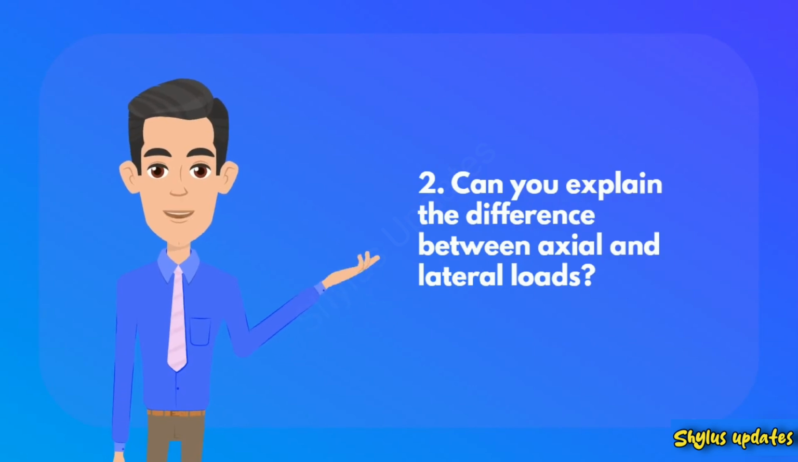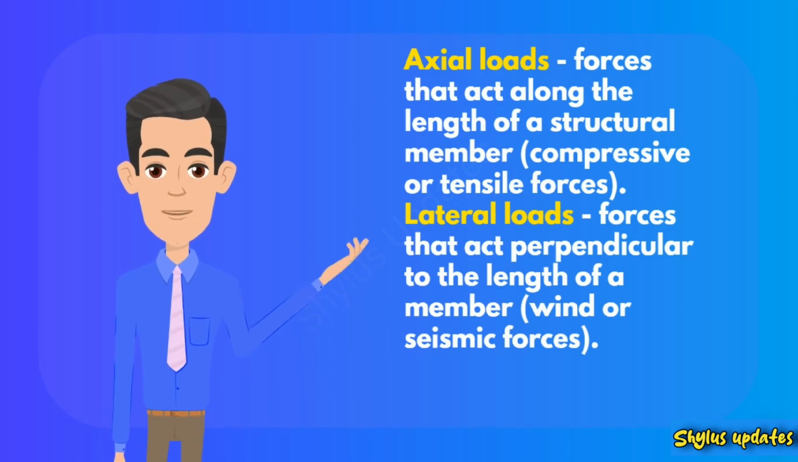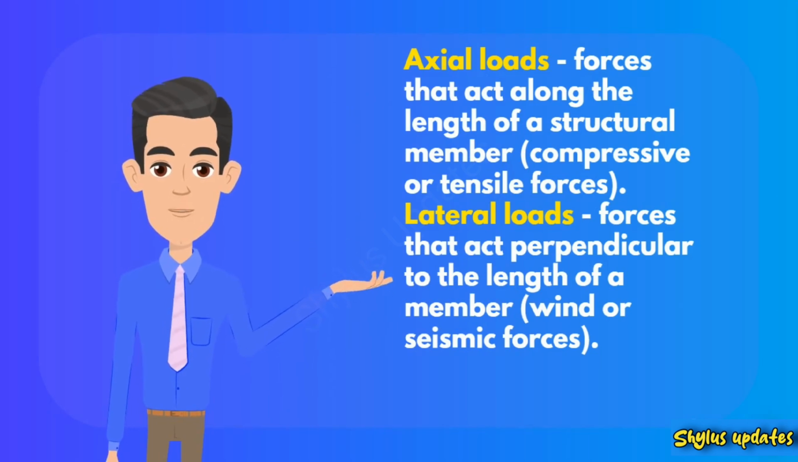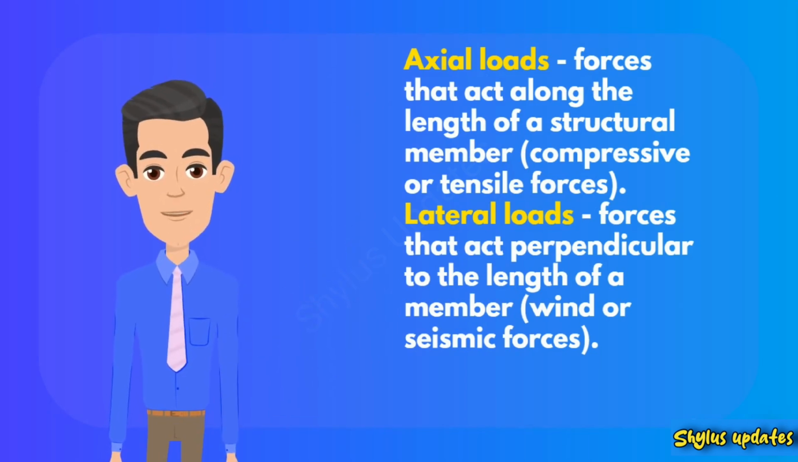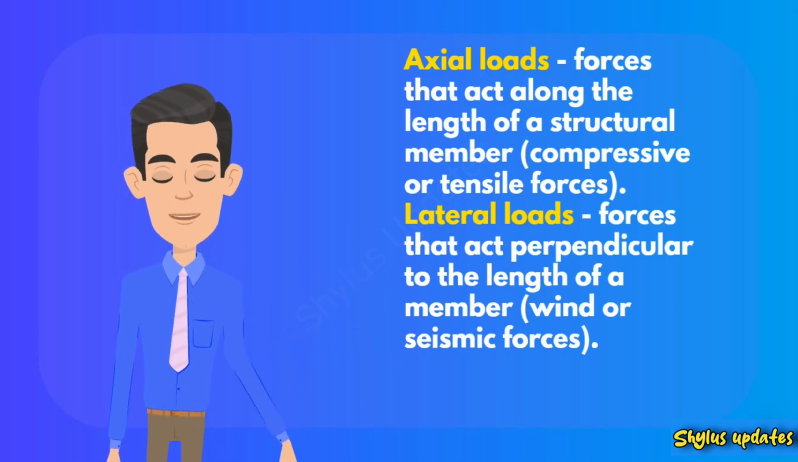2. Can you explain the difference between axial and lateral loads? Axial loads are forces that act along the length of a structural member, compressive or tensile forces. Lateral loads are forces that act perpendicular to the length of a member, such as wind or seismic forces.